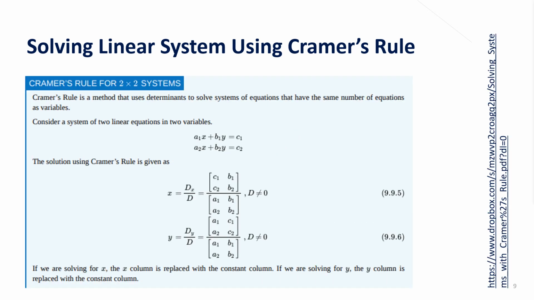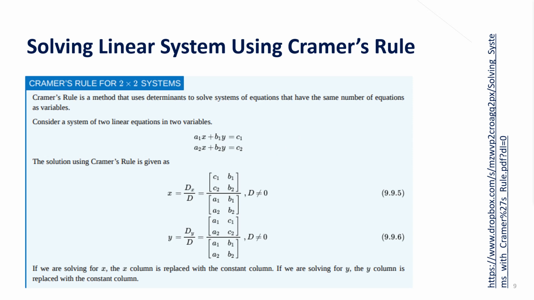Okay, now that we understood how to calculate a determinant of a matrix, we can move on to solving linear system equations using Cramer's rule. So Cramer's rule is a method for solving systems of linear equations with 2 or more variables, okay, with the same number of equations as the same number of variables.